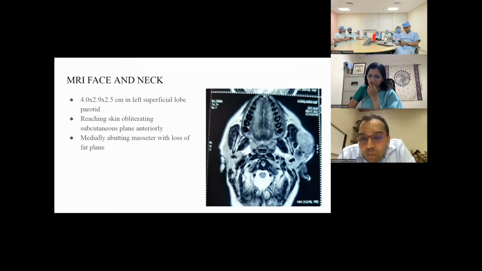What would you use for a nerve graft? What nerves would you think of intraoperatively? If you have to sacrifice the nerve, you can primarily close or primarily anastomose, but if you have to use a graft, what nerve grafts would you think about?